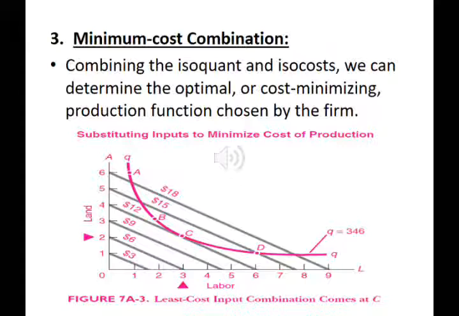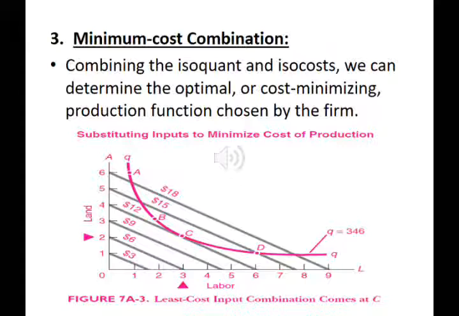So let's look at this graph. Again, we have on the x-axis the amount of labor used, and on the y-axis the number of acres of land used. We have just one isoquant, the pink solid curve, because suppose that our firm wants to produce a certain level of output, which is 346 from our previous numerical example. On this isoquant, we will have different production functions that could produce this level of output.